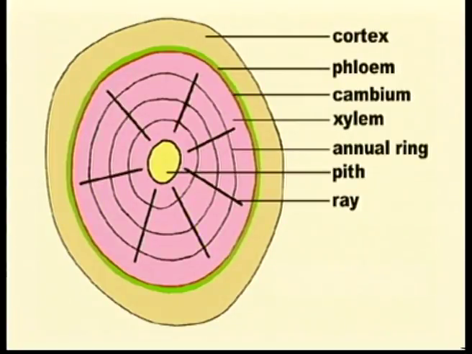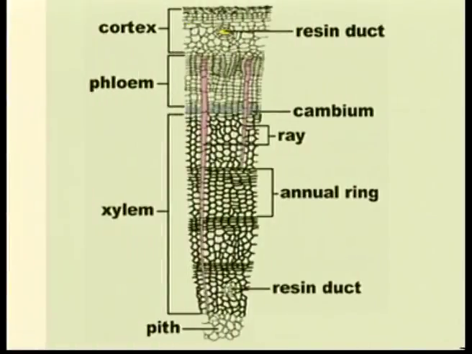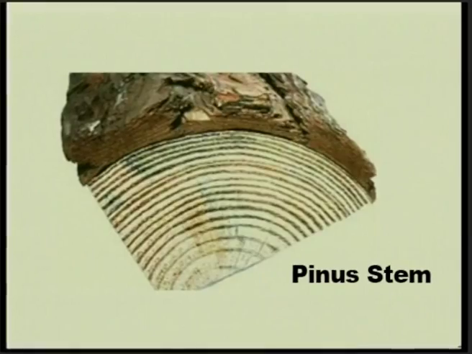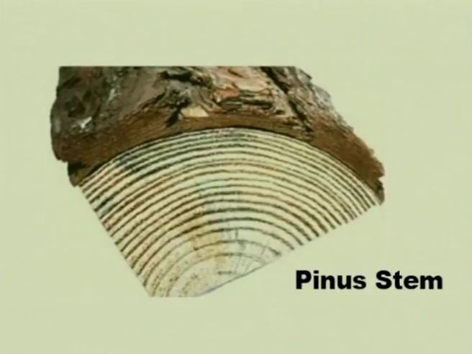Now when the secondary growth takes place, the cambium gets activated and it forms secondary phloem from outside and secondary xylem inside. The growth is so massive that it forms a bulk of secondary tissues, and that's why the stem of Pinus gets broadened. You see many rings in the Pinus stem.